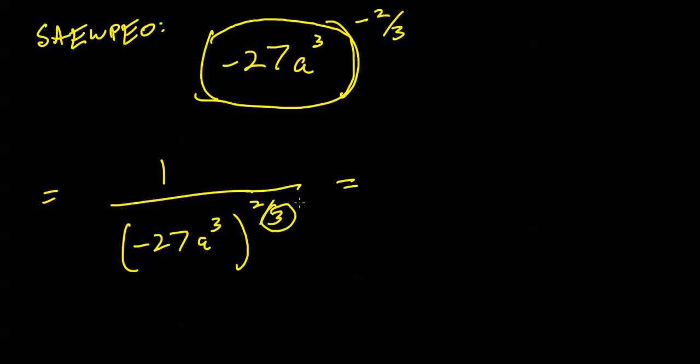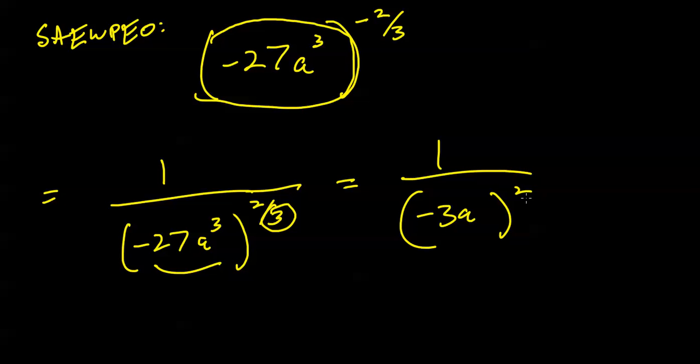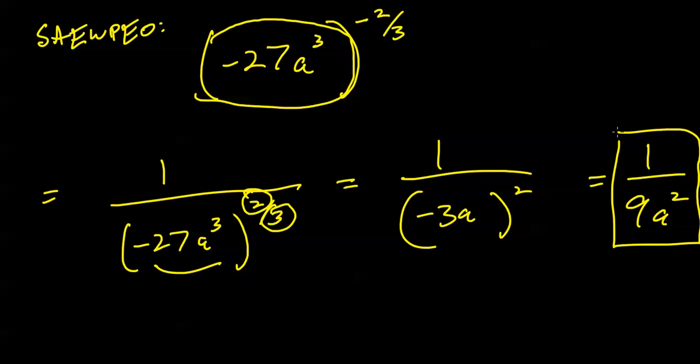Alright, working the denominator now, what's the 3rd root of minus 27a cubed? Well, of course, that's minus 3a. And now I'll work with the numerator power. Minus 3a squared in the denominator is going to be 9 times a squared. So I've simplified as much as I can and returned an answer with positive exponents only.